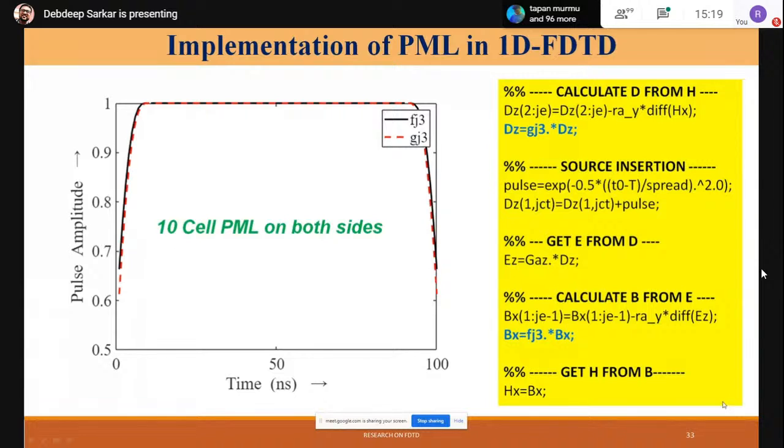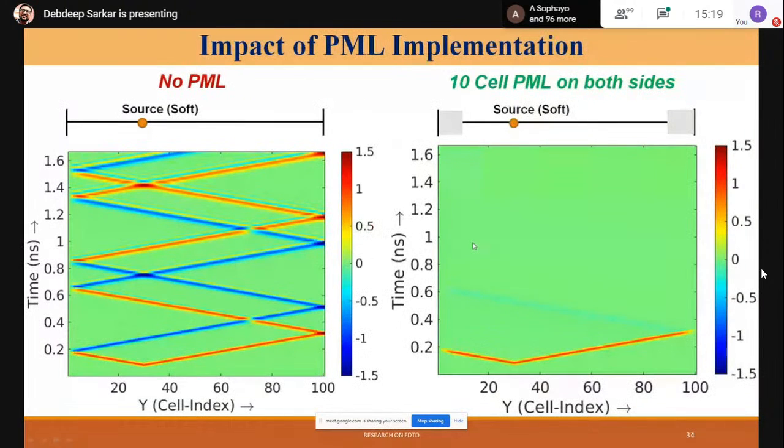And now if we can implement, like these plots I have given, these 10 cells are given over here. So starting from 1 to 10, we put some of these perfectly matched layers. And similarly here also, from 91 to 100, we put something. You can see that starting from 1 actually, because MATLAB starts like that. So when we put this PML condition, 10 cell PML, I have just tried to visualize it in this way.